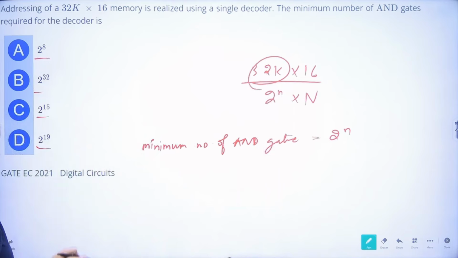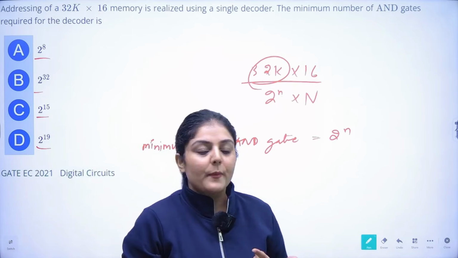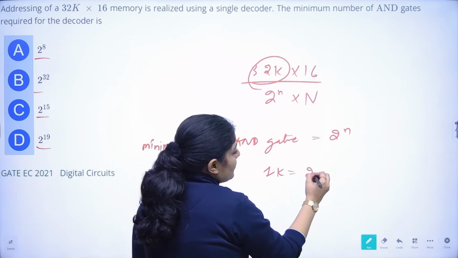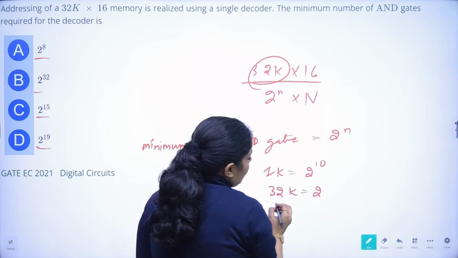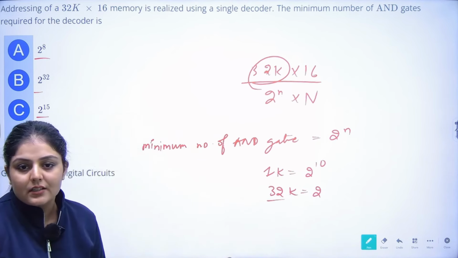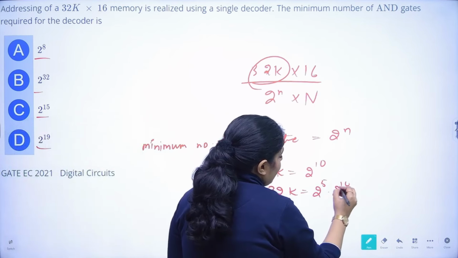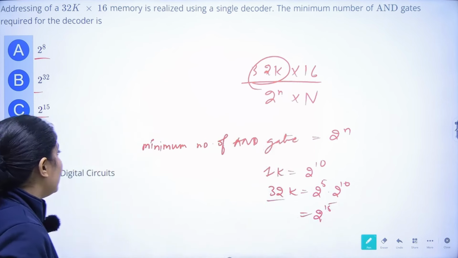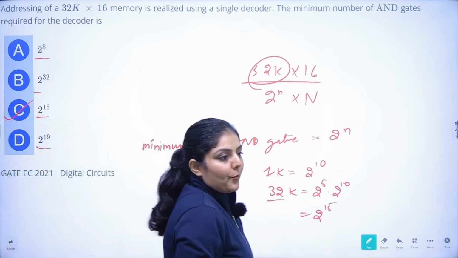So we cannot directly write 32K. We have to convert this 32K into 2 raised to power n. Very easy, 1K is 2 raised to power 10. Now 32K will be equal to 2 raised to power 5, which is 32, times 2 raised to power 10, so 2 raised to power 15. So 2 raised to power 15 AND gates will be required. So option C will be your correct option.